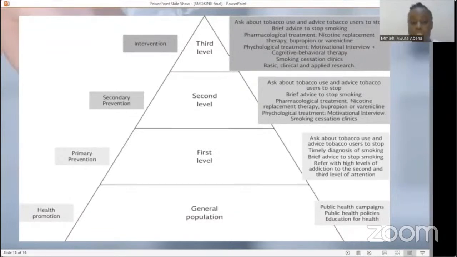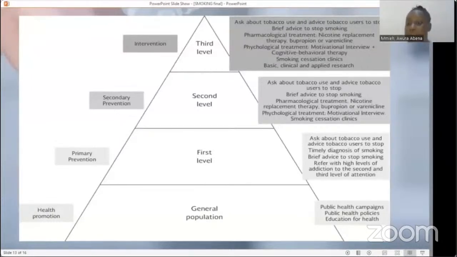Then we move on to the next step, that is first level primary prevention. We ask them about tobacco use, advise them to stop, and let them know that timely diagnosis of smoking could avoid cancer and other ailments. We'd also refer them to the second and third level of attention for high levels of addiction. Move on to second level, the secondary prevention.